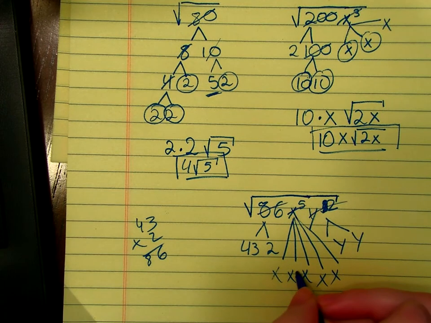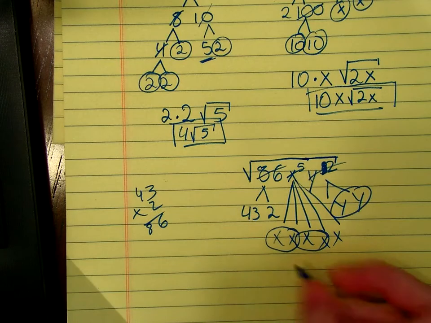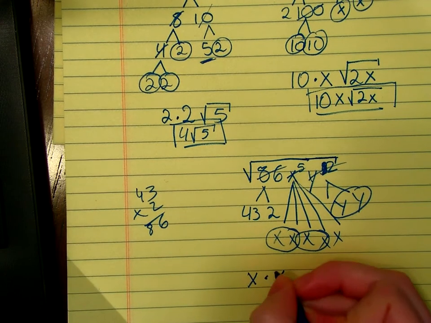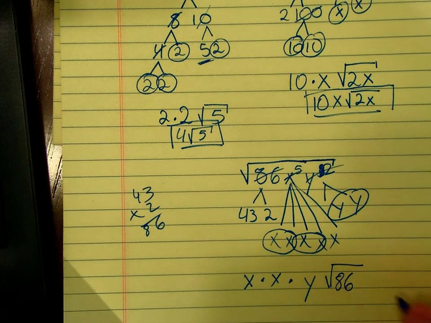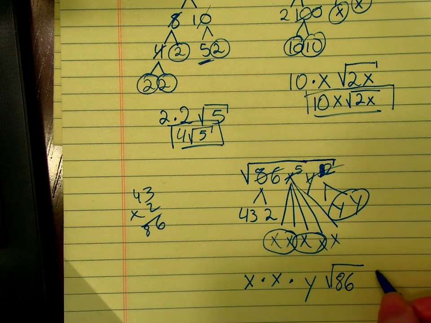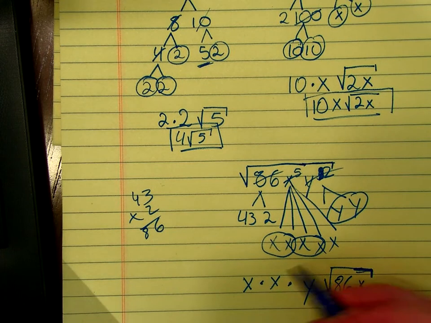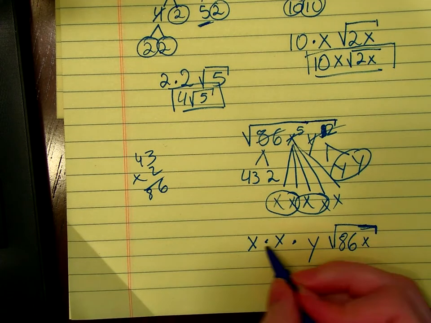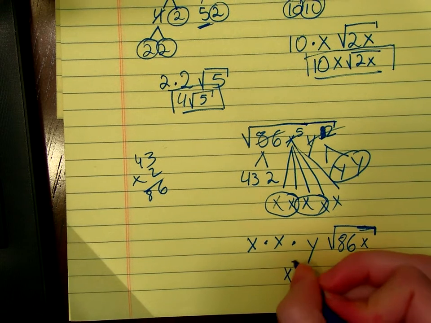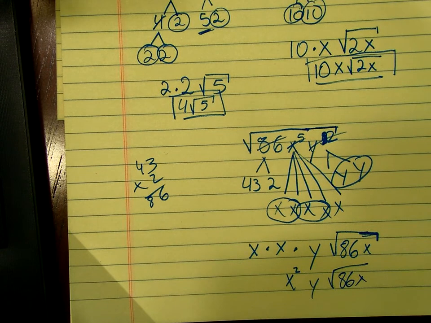So we've got one pair of x's, another pair of x's, and a pair of y's. So out front, we have x times y. And underneath the square root, we're left with our 86. That didn't actually break down into anything helpful because both of those are prime numbers, times x. Because we brought out all the y's, you're not left with any y's underneath the square root. And now we can simplify one more time from here. x times x gives me x squared, y square root of 86x.